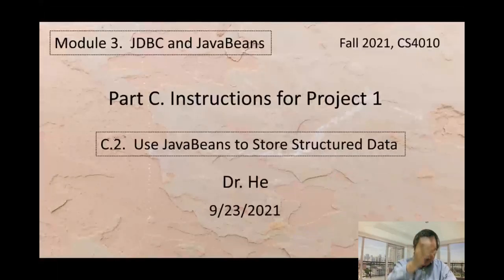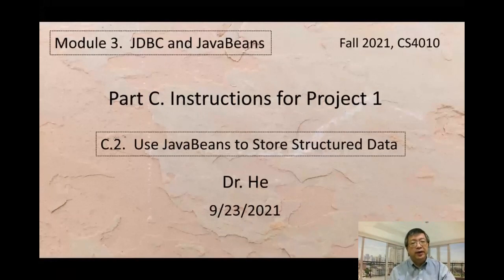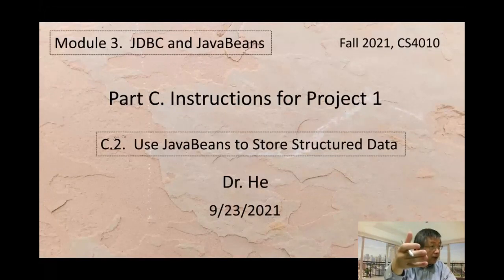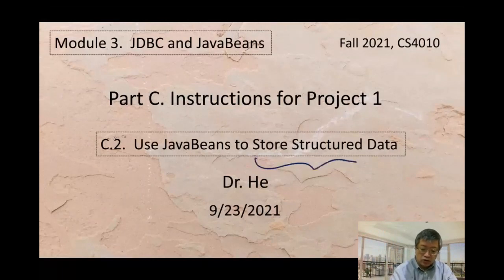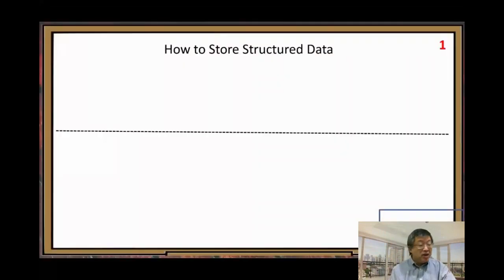C.2, use JavaBeans to store structured data. Here you can see the main reason we need to use JavaBean here and also in general Java web applications: store structured data. All right, so let me explain that part first.